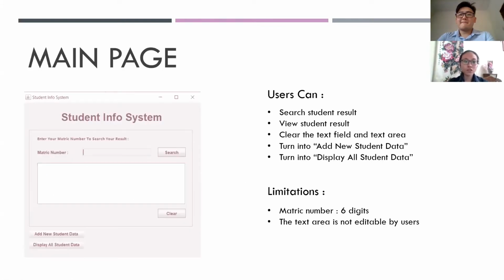This is the main page of the system. In the main page, users can search and view student results by clicking the search button. Users can clear the text field using the clear button, and they can add new student data by clicking the add new student data button, and display all student data by clicking the display all student data button. The limitation of this page is the text field could only accept numbers and a maximum of 6 digits. Then the text area is not editable by users.